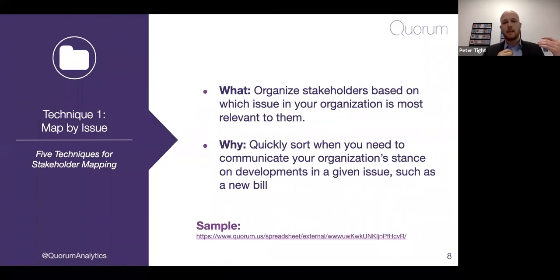So this is going to be choosing the issues that impact your organization, and then mapping your stakeholders to those issues. By mapping stakeholders to issues, you can quickly answer the question, for example, what key stakeholders do we have on renewable energy? If your boss comes to you and says, hey, who do we know that works on this issue? You can quickly pull this list and be able to have a deliverable and an action plan that comes right from that.